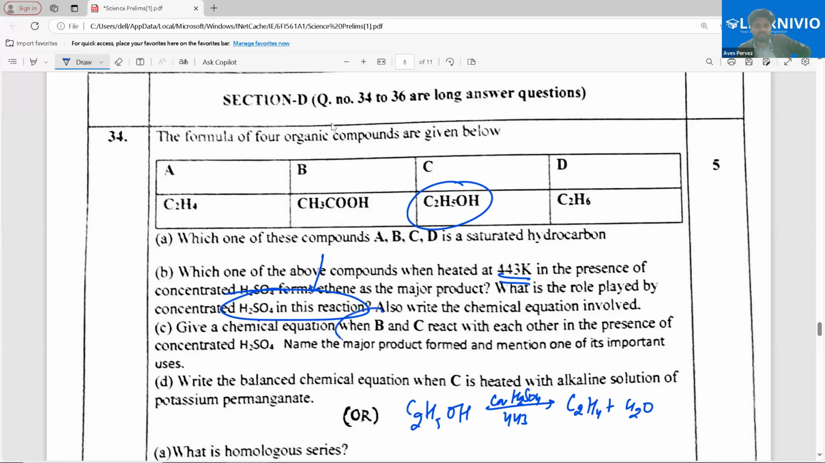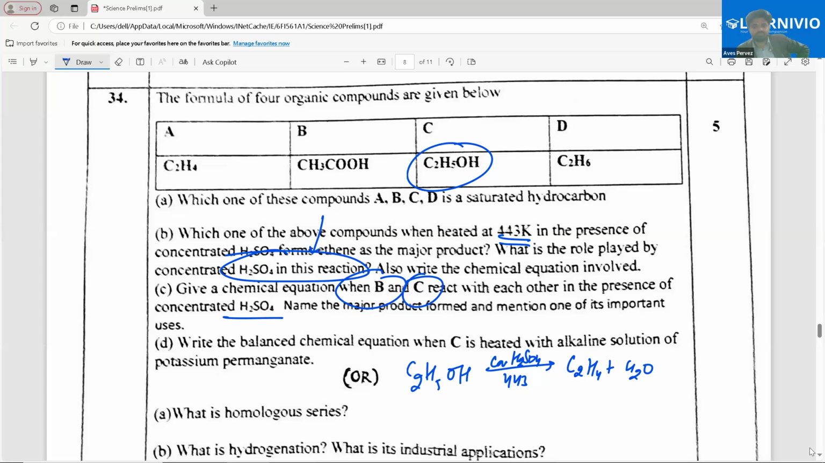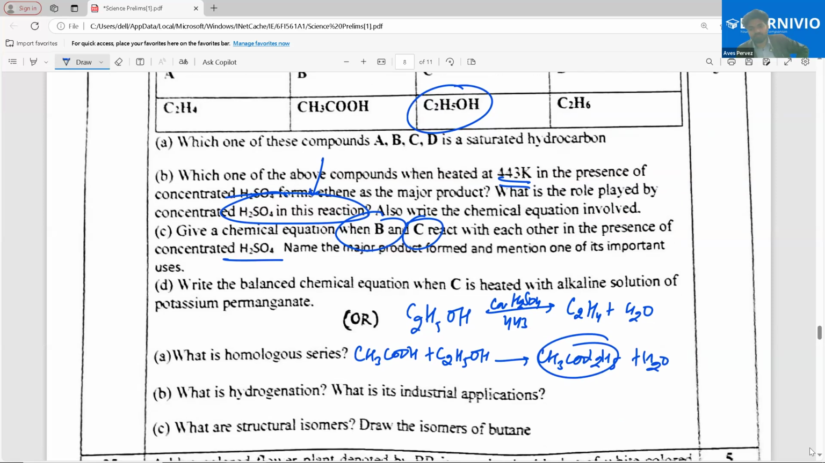Next, give a chemical reaction when B and C react. B and C, बताइए क्या बनेगा? Ester. Name of that ester? Fast बताइए. Like CH3COOC2H5 plus water. So what is the name? Ester will be formed. CH3COO then C2H5. What's the name? It will be ethyl ethanoate. क्या बनेगा बोलो? Ethyl ethanoate. समझ आया? Yes.